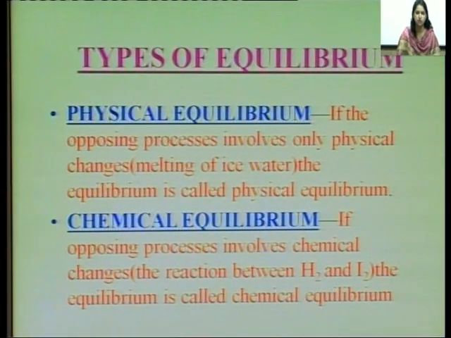What are the types of equilibrium? There are two types of equilibrium. One is physical equilibrium, second one is chemical equilibrium. If the opposing processes involve only the physical changes, then the equilibrium is called physical equilibrium. So, what is physical equilibrium? That means there are only physical changes involved in that equilibrium.